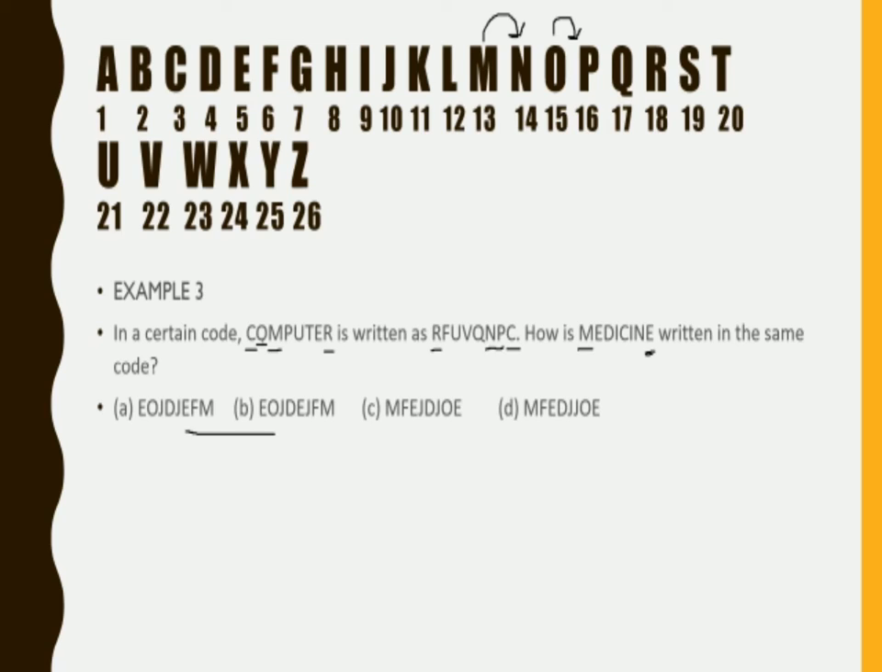Now let us decode further. For the second letter E, it should be replaced with the next letter F and written from the second last. It is written here. And for the third letter D, it should be replaced with the next letter E. In this option, we have the third last letter as E. But here, J is the third last letter. So, your answer will be option A.